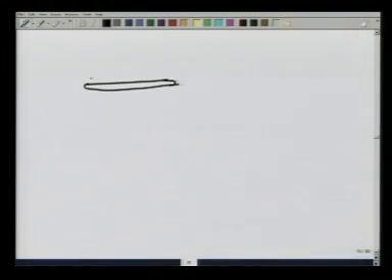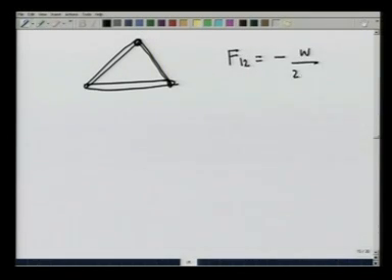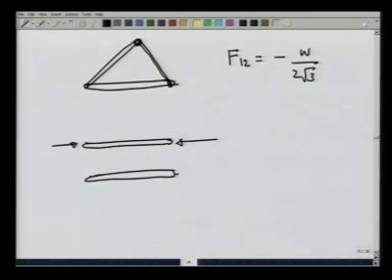One point I would like to make about F_13 is that F_13 came out to be negative. What that means is that the direction that we had assumed for F_13, that is, we had assumed it to be like this, the compressive force, is actually not so, it is a tensile force, that is, the rod F_13 is being pulled in this manner with force W over 2 root 3.